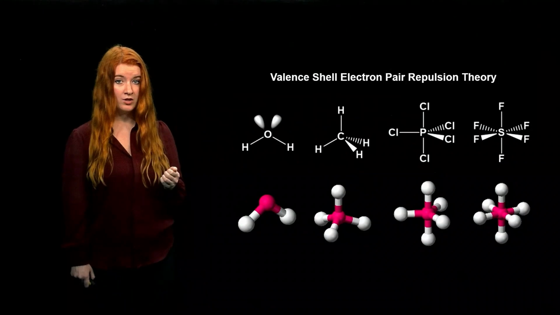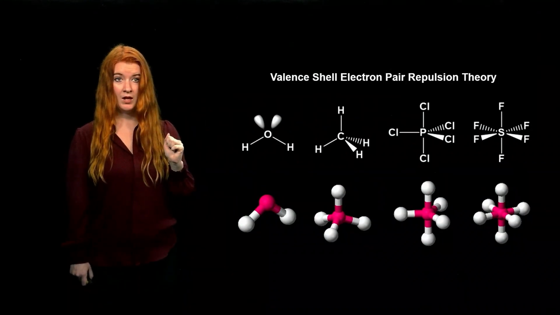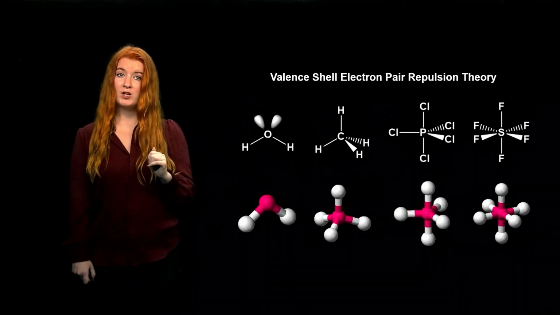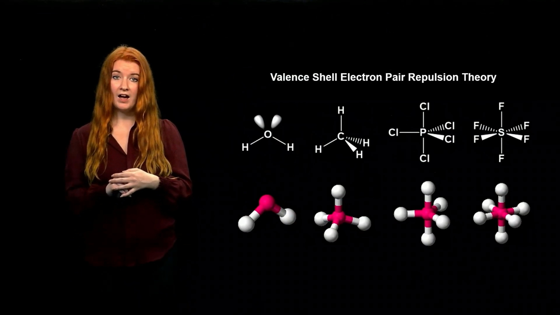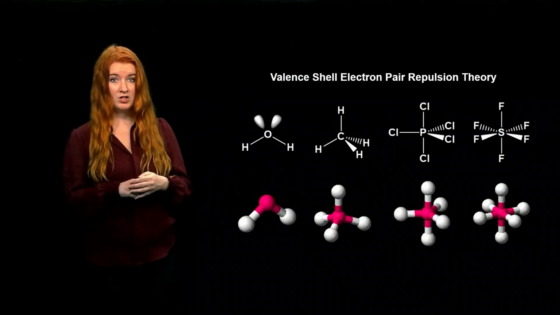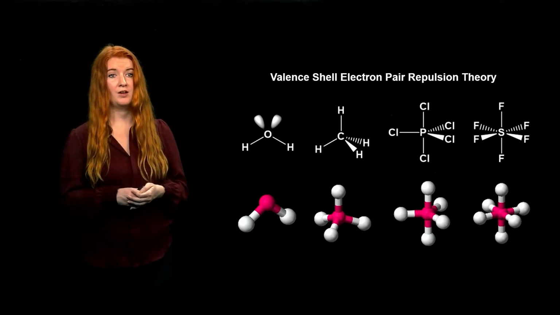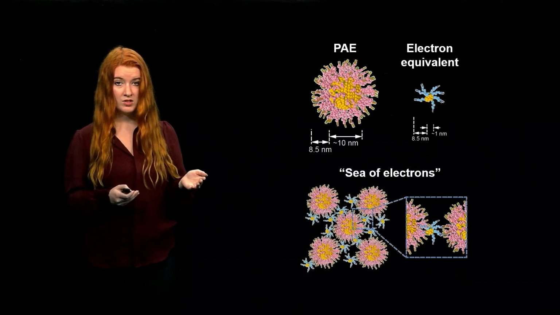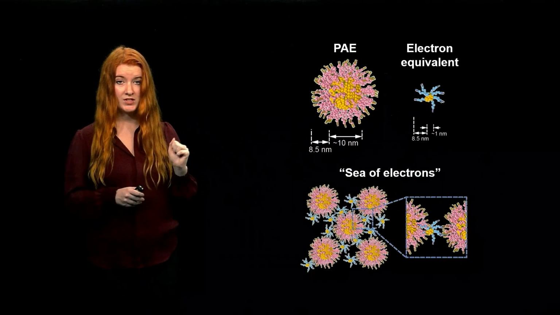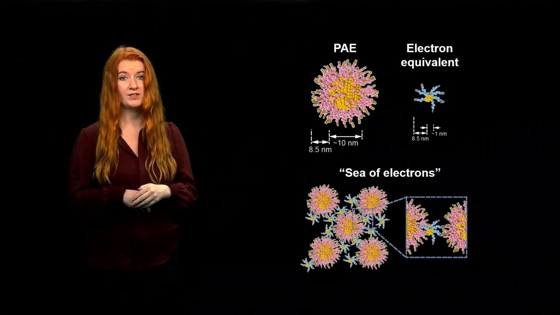Another concept you may remember hearing about in general chemistry is valence shell electron pair repulsion, or VSEPR theory. In VSEPR theory, the three-dimensional coordination geometry of an atom is defined by the arrangement of electron pairs in a way that minimizes repulsion between them. A similar concept arises when we consider very small, sparsely functionalized particles that can act as electron equivalents.